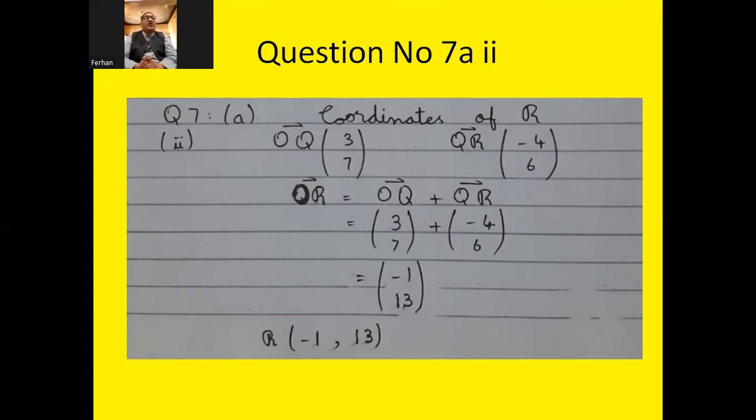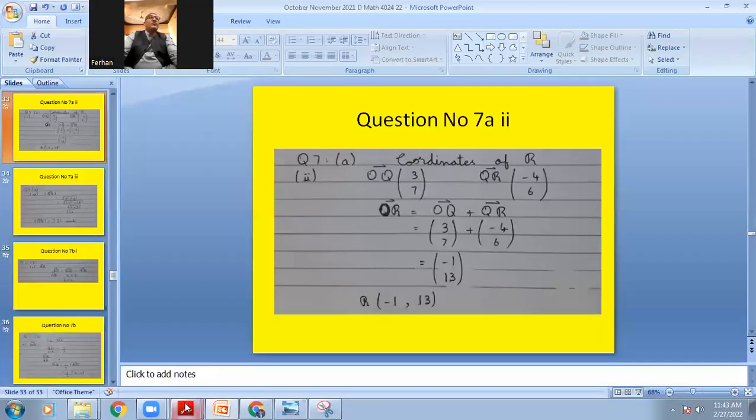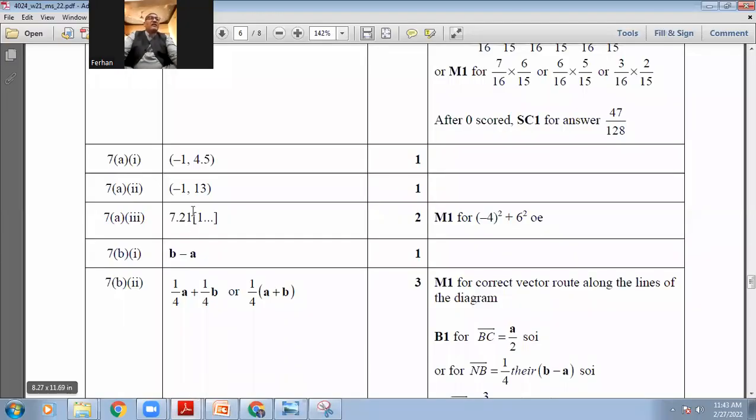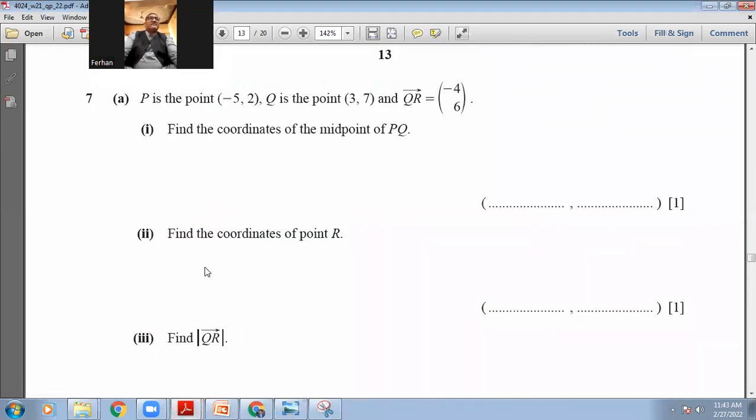It will be (-1, 13). So OR means the position vector of R, and that equals the coordinates of R. So the coordinates of R will be (-1, 13). I hope you understand. Let's have a look at the marking scheme. (-1, 13) is the right answer, sir.